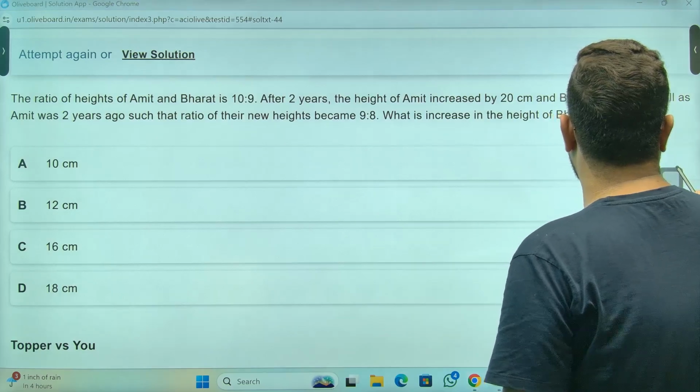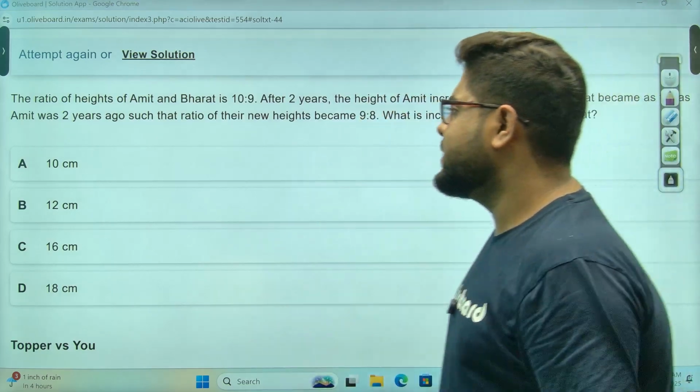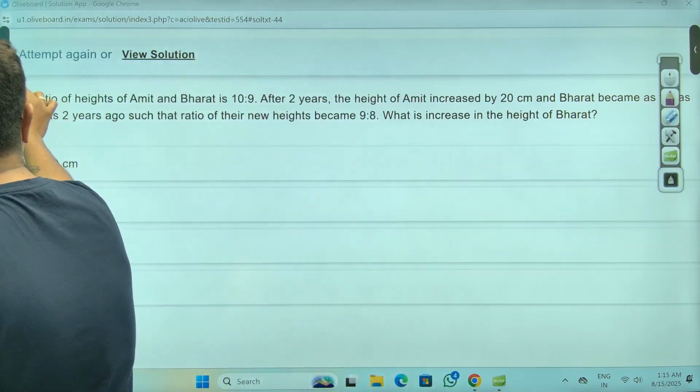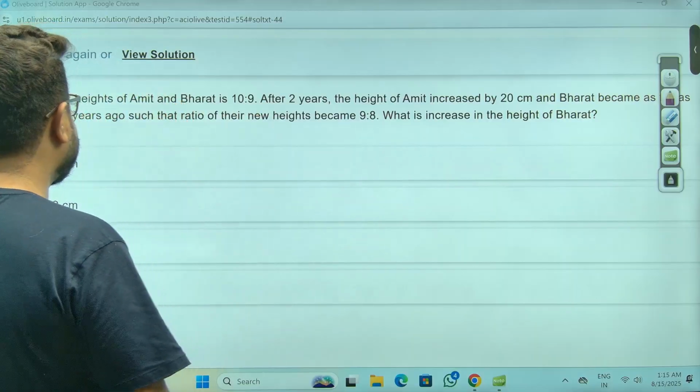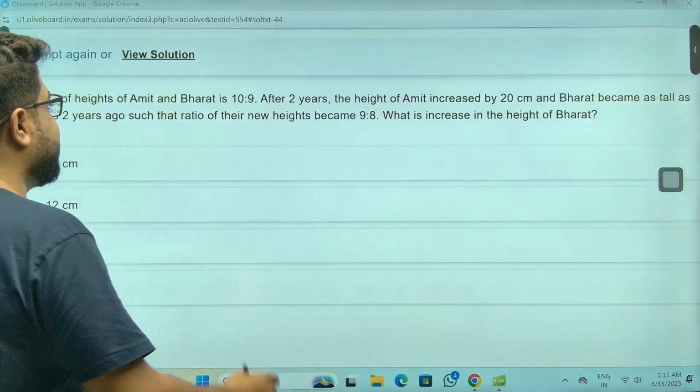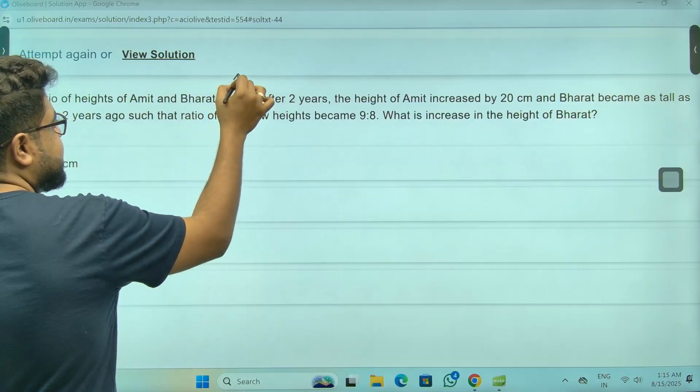So again, a ratio based question, with height taken instead of age. This is actually an age based question. They have just changed the data from age to height. Very smart. Ratio of heights of Amit and Bharat is this.